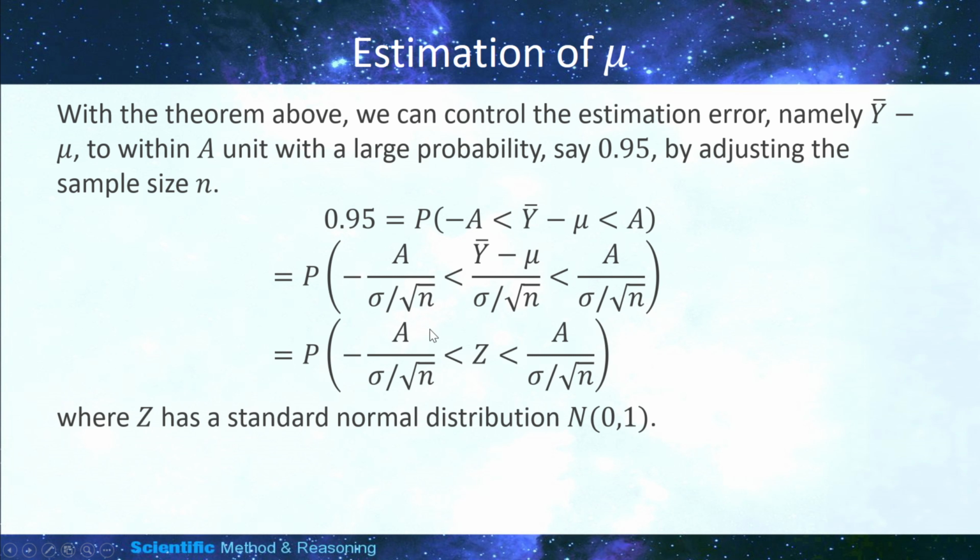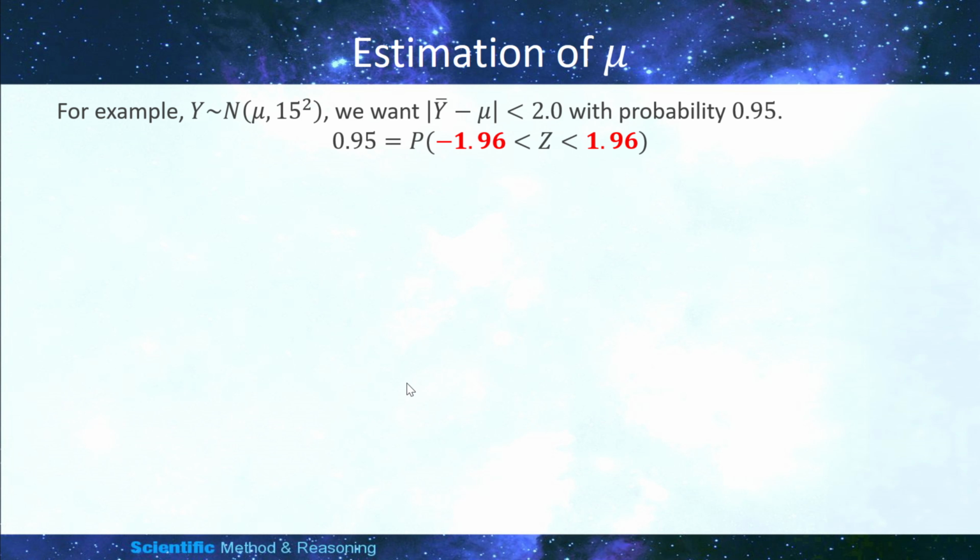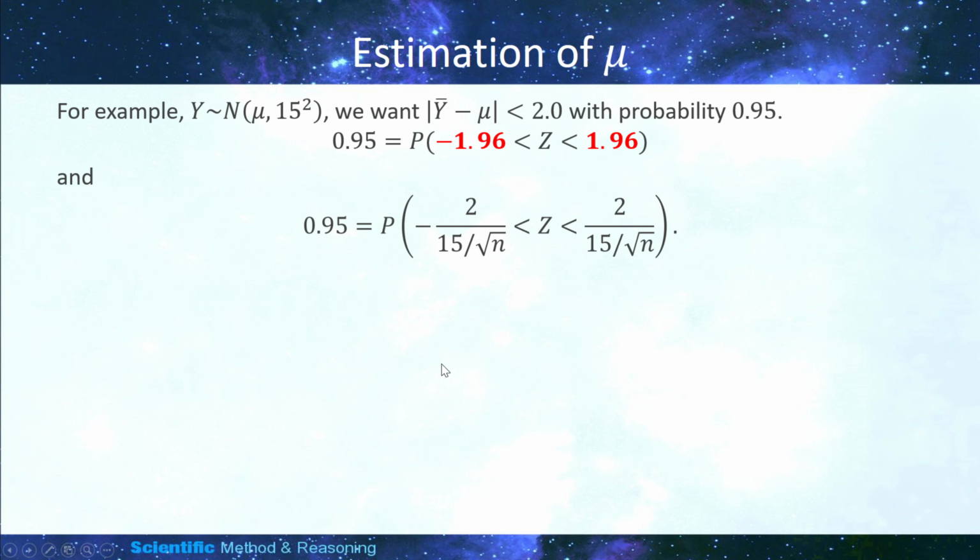Same here. A is the maximum error that we would like to keep, and sigma is the population standard deviation of the individual random variable y. Okay, so therefore, by matching the coefficients based on these two probability arguments, they both equal 0.95. We match the coefficient: 1.96 equals 2 divided by 15 divided by root n. Okay, 1.96 equals this.